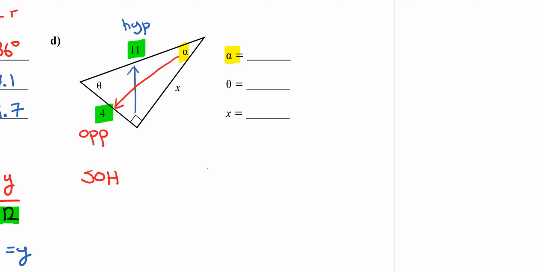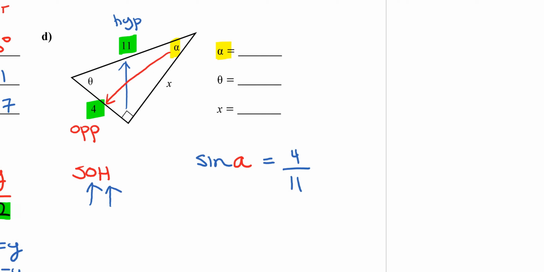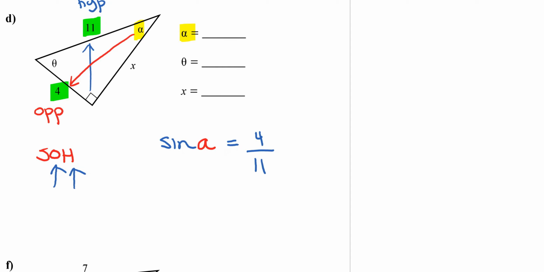Now, in order to set the ratio, it would be sine of the angle, and since we're not given the value of that angle, we can use the letter, which is sine A, and that would equal the opposite, which is 4, and then we divide that by the hypotenuse, which is 11. All right, so that's how you would set the ratio. Sine of angle A is 4 over 11, and in order to solve for angle A, you're taking the inverse of each side.